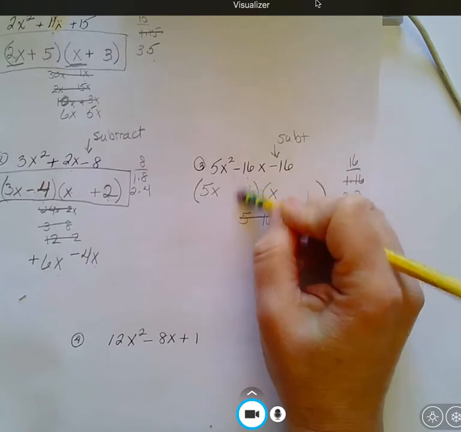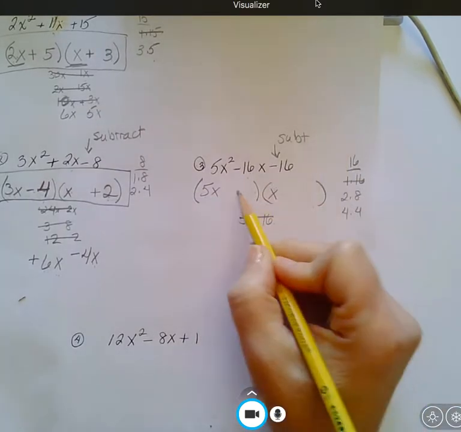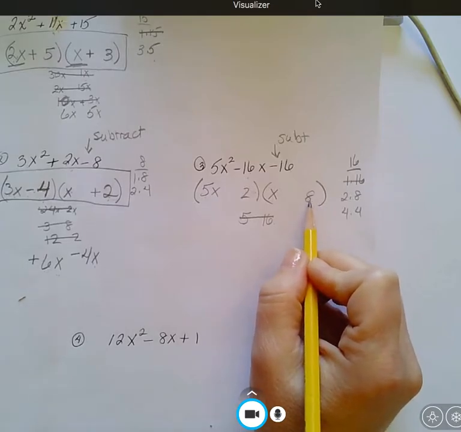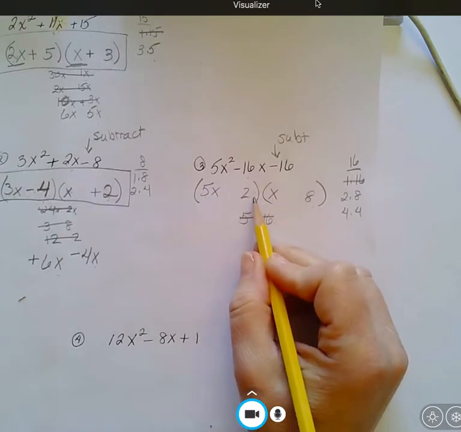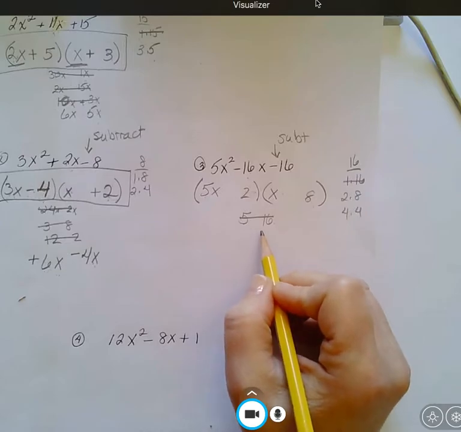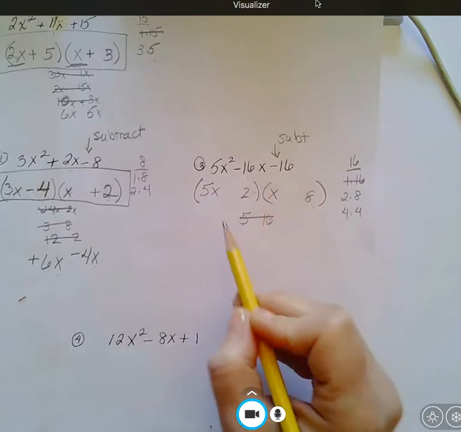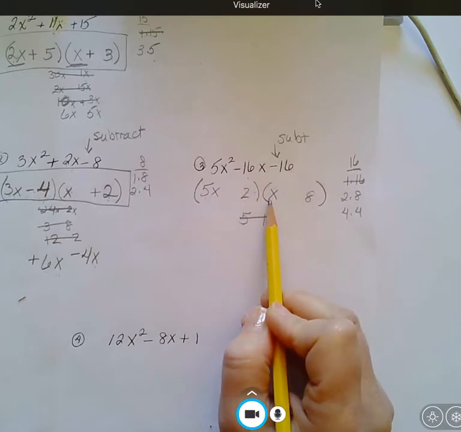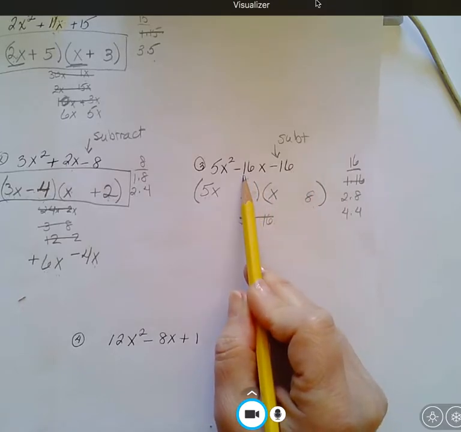Let's try 2 and 8. So if I do 2 and 8, my outers, that's 40. 40 minus 2. See, sometimes, most of the time, I'll be honest, I don't write this down. I just remember it in my head. And I'll do 40 minus 2. Well, 40 minus 2? Nope. So that's not it.